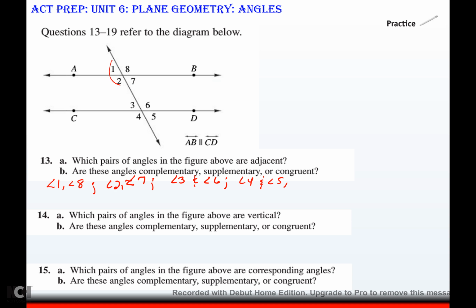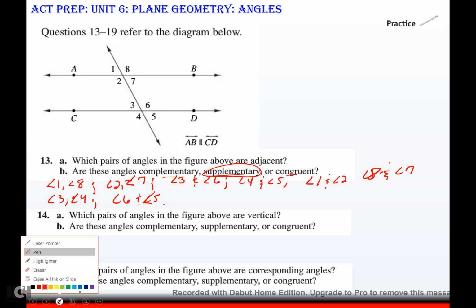Now you got to do your uppy downy ones, if you will, which would be angles 1 and 2, 8 and 7, and 3 and 4, and 6 and 5. Okay, those would all be your adjacent angles. Are these angles complementary, supplementary, or congruent? Look at them. If you added them up, you get a straight line, which means they are supplementary.